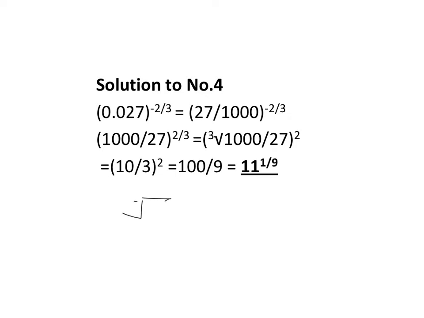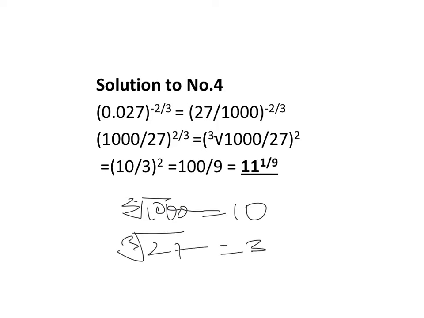Cube root of 1000 is equal to 10. Cube root of 27 is equal to 3. That is 3 times 3 times 3 is equal to 27. So the cube root of 27 is 3. So we have 10 over 3 raised to power 2. So when you square 10 over 3, you have 10 times 10, 100, 3 times 3, 9. So you have 100 over 9.